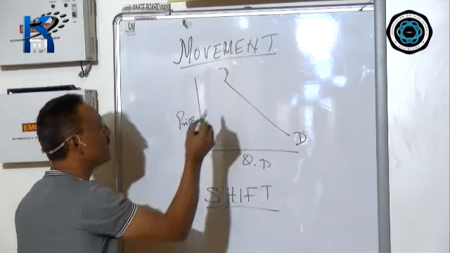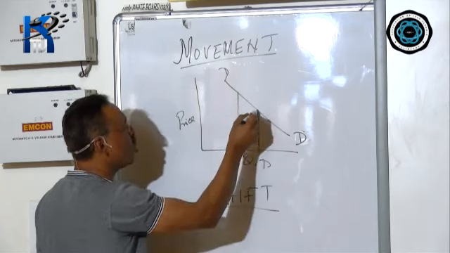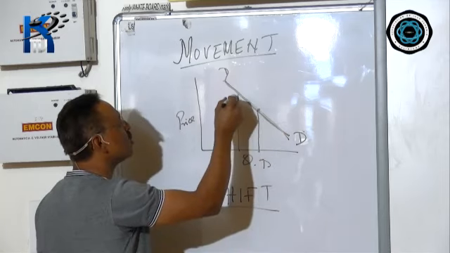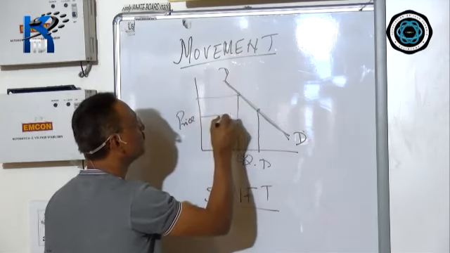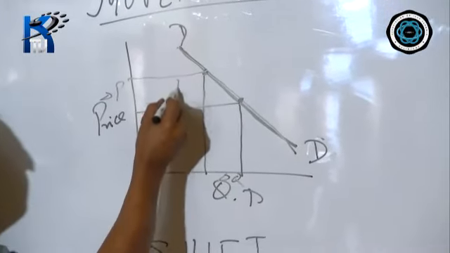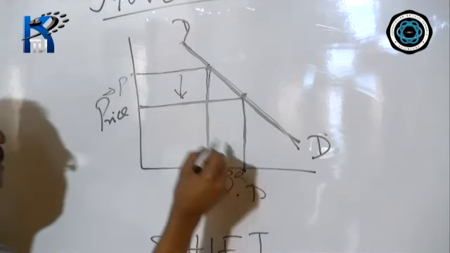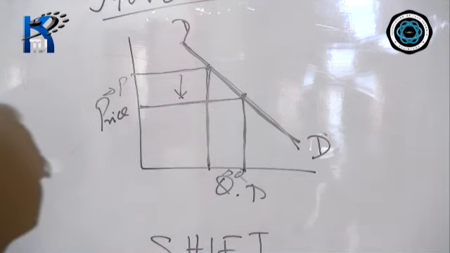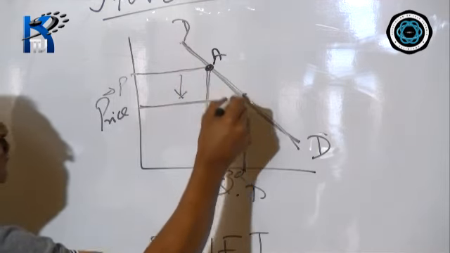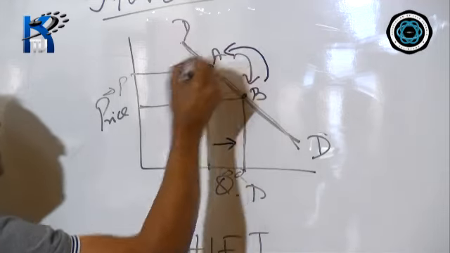Movement means that from here you might move here. Movement along the same demand curve. The demand curve will not shift, but there is a movement along the same demand curve. For example, say here, when the price falls, from here the price falls and you are here. So when the price falls, you will find that quantity demanded will increase. You were here at A, you move at B. Or if you are at B, you move at A.